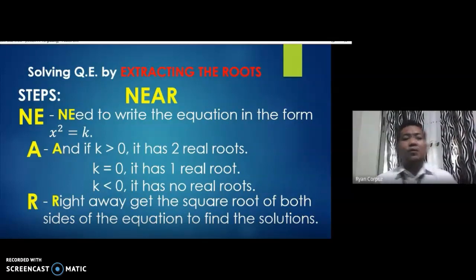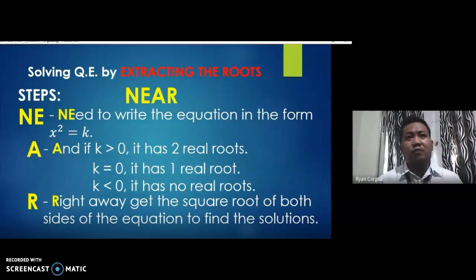So in order for us to solve quadratic equation by extracting the roots, all you have to do is to apply our steps, which is what we call NEAR.